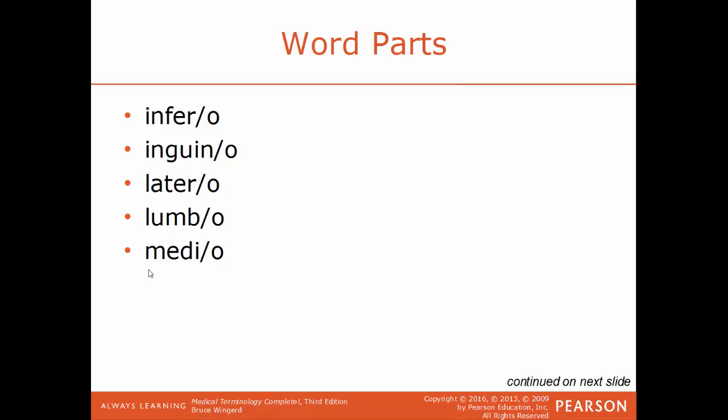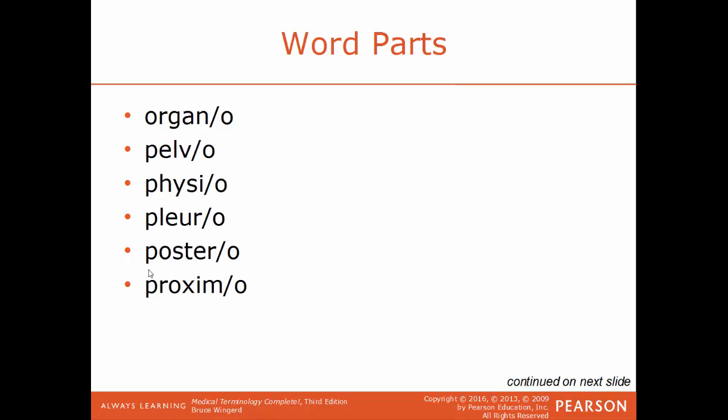Inguine or inguino is a reference to the groin, where you'll find the inguinal canal in males. Latero is a reference to the side, such as in American football, a lateral is pitching the football to the side, not forward, not backwards, but directly to the side. Lum or lumbo is a reference to the lower back. Medio is a reference toward the middle. Organo or organ is a reference to an organ in general. Pelv or pelvo is a reference to the pelvis.